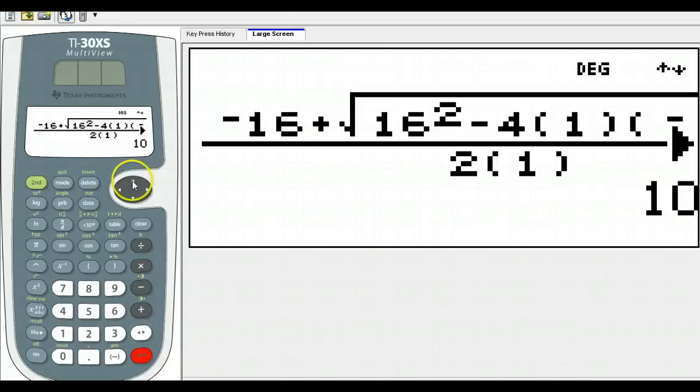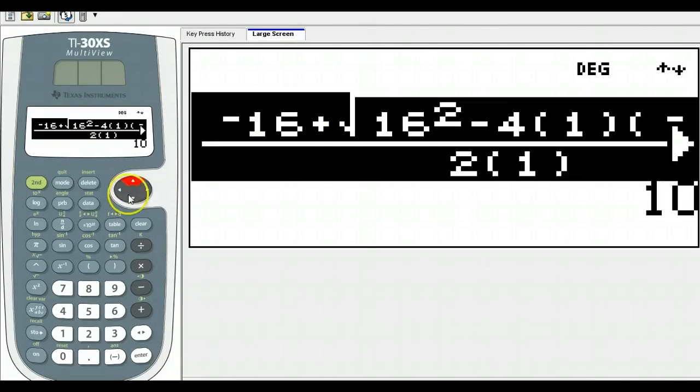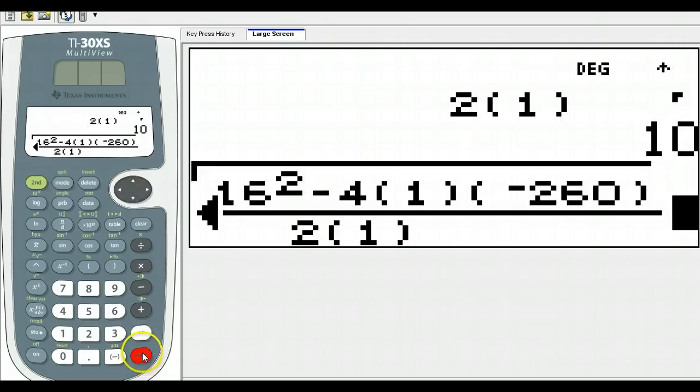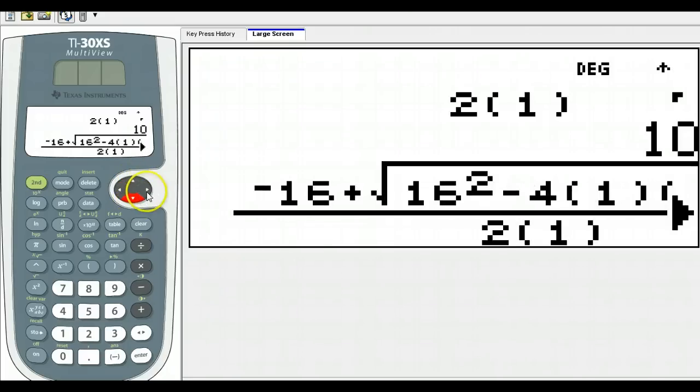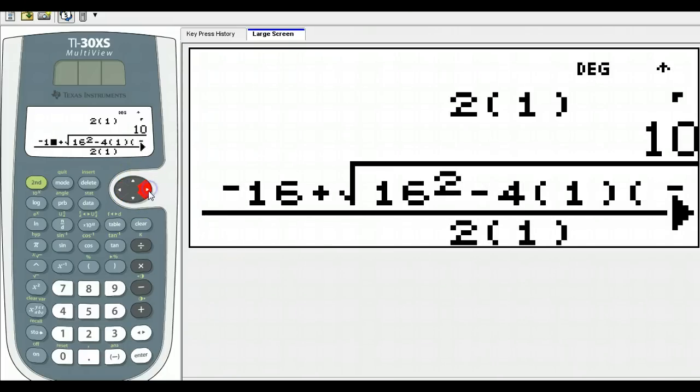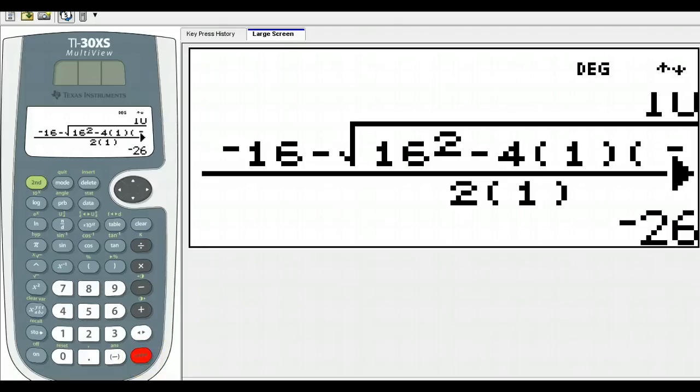or we did this plus. We still need to do minus. Now, we do not need to type the whole thing in over again. We can just go up, highlight it, edit it, and just make our way over to the plus sign, and make it a minus sign instead, and just hit enter. Negative 26.